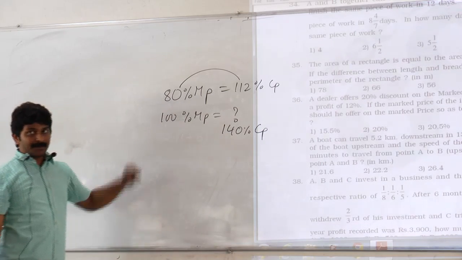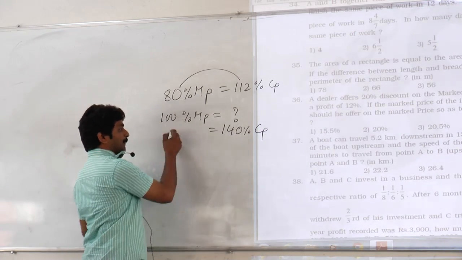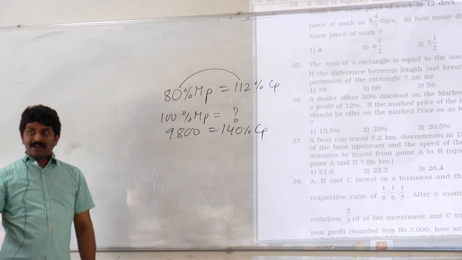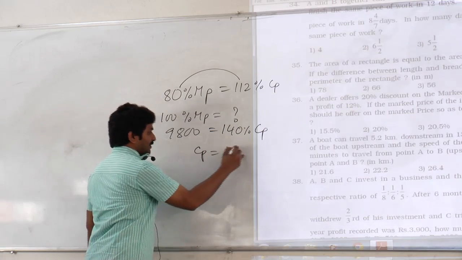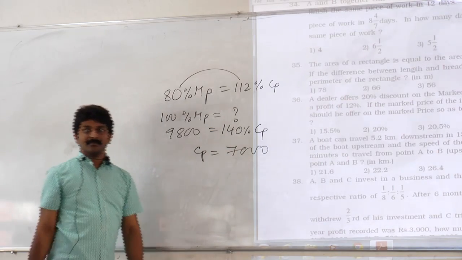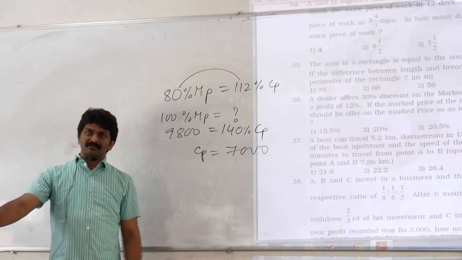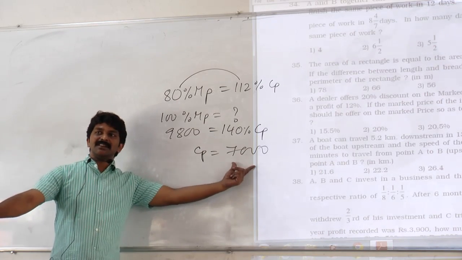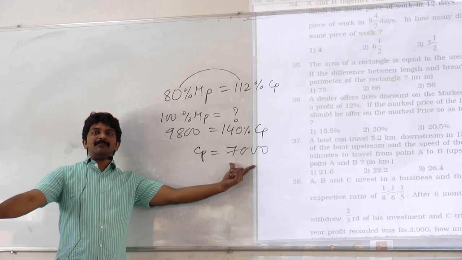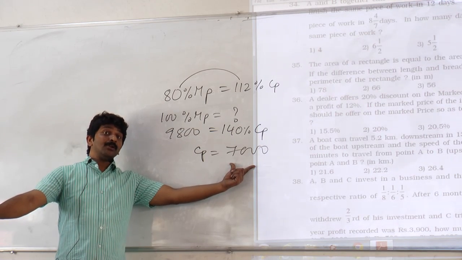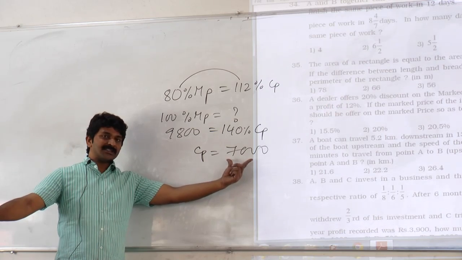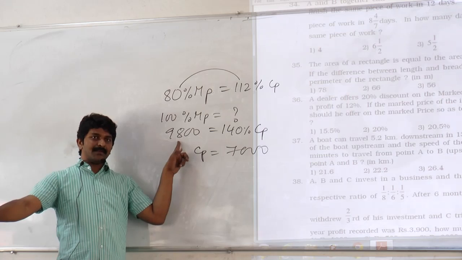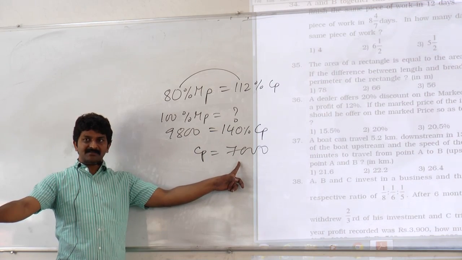And you are given the market price here. How much is the market price? 9,800. So 9,800 is 140% of cost price. And from this you can calculate the cost price, which is 7,000. You can go for a guess. If it is 7,000, 10% is 700, 20% is 1,400, 40% is 2,800. When you add 2,800 to this number, are you getting 9,800 or not? When you add 40%, it is becoming 9,800, so 7,000 is the right answer.